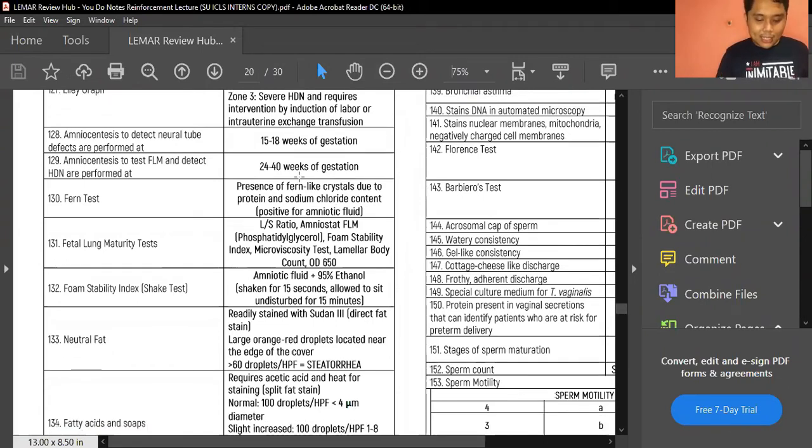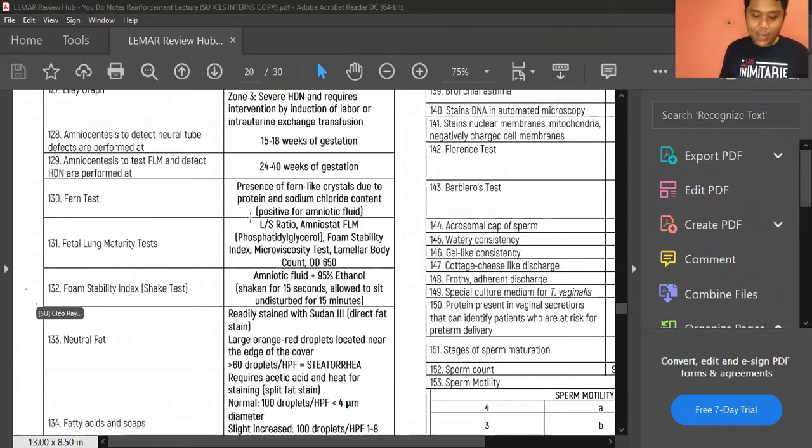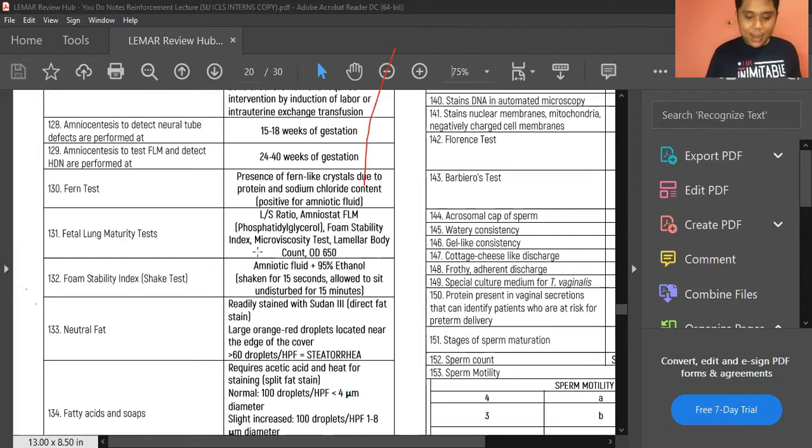Fetal lung maturity tests, what are they? LS ratio, lecithin sphingomyelin ratio. You have Amniostat-FLM, okay. You have also the phosphatidylglycerol test. Foam stability index, you have microviscosity test and lamellar body count, okay, LBC, and OD 650. Take note, lamellar body count, OD 650. So these are all the tests for fetal lung maturity.